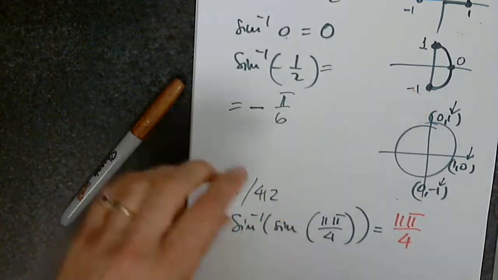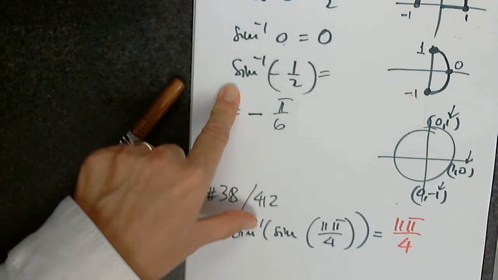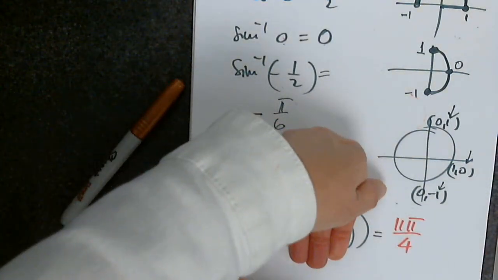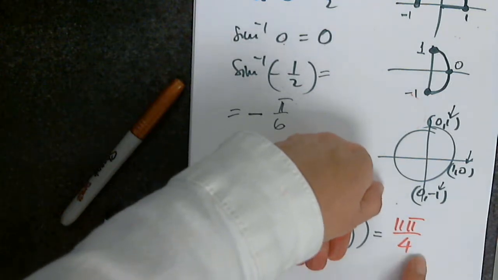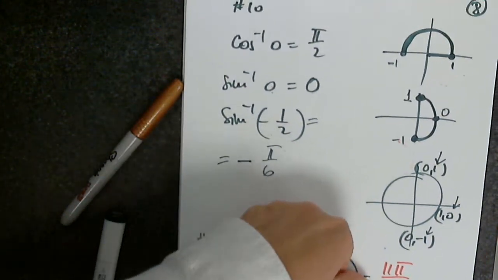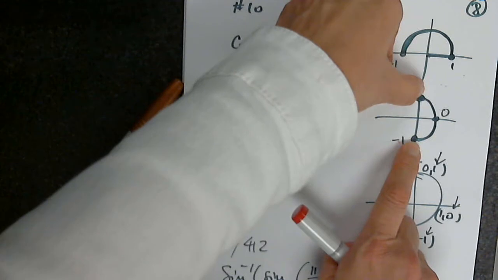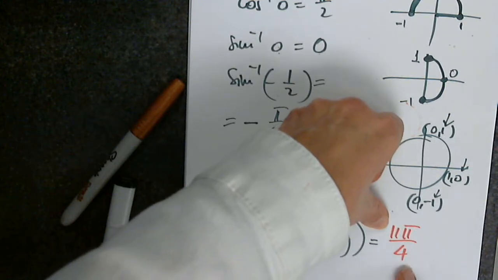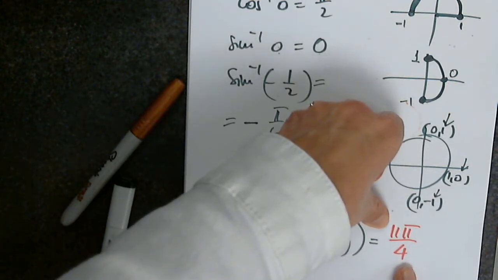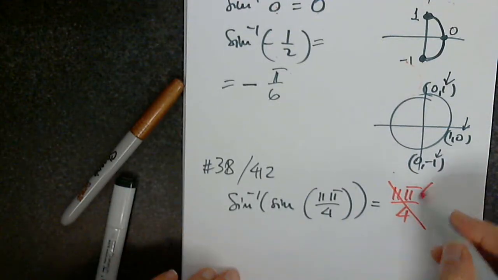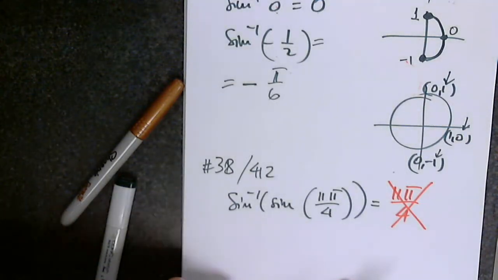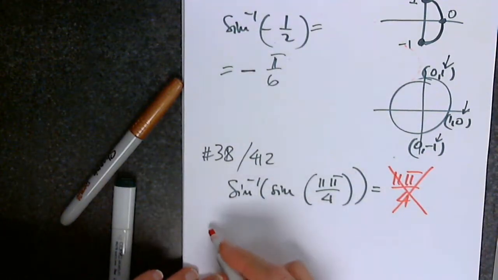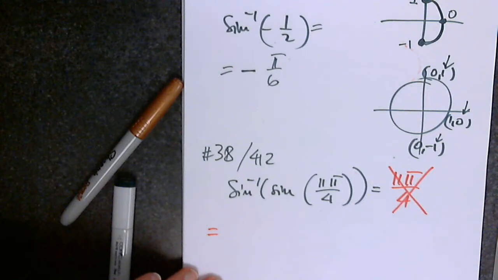Because the answer for sine inverse, right? Sine inverse of a number has to be an angle, that's okay. However, look at where the answer has to be, between negative pi over 2 and pi over 2. Is this an angle between negative pi over 2 and pi over 2? No. So therefore, I cannot use the property of inverse functions, but I can determine slowly what this is.